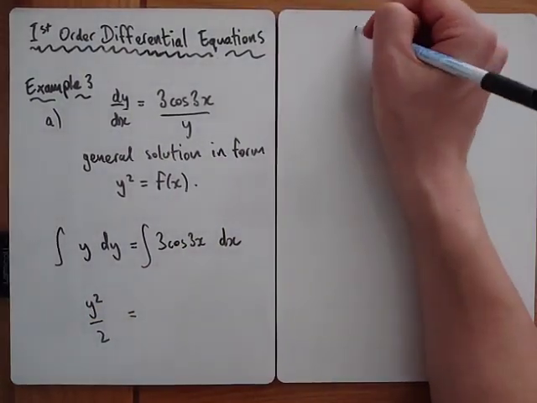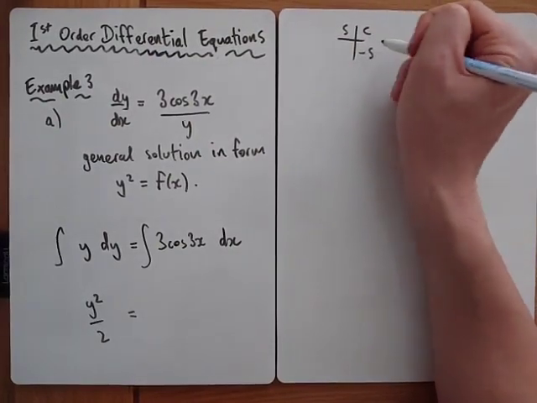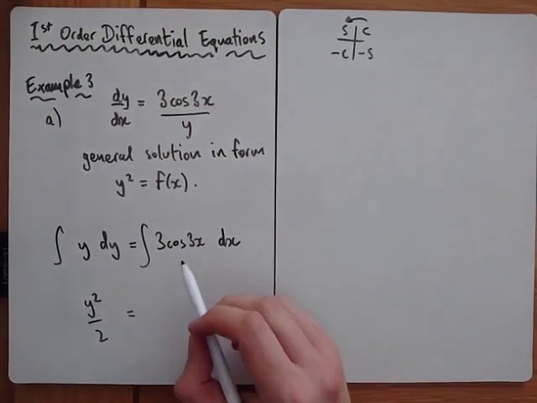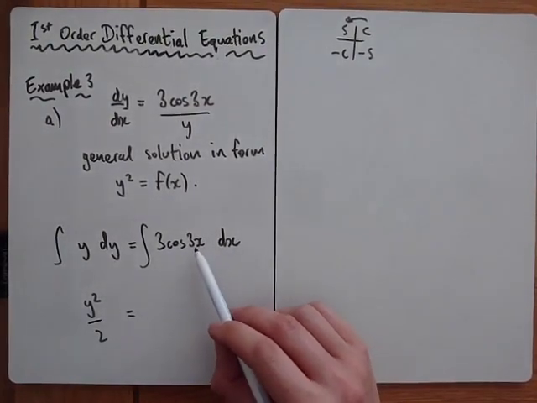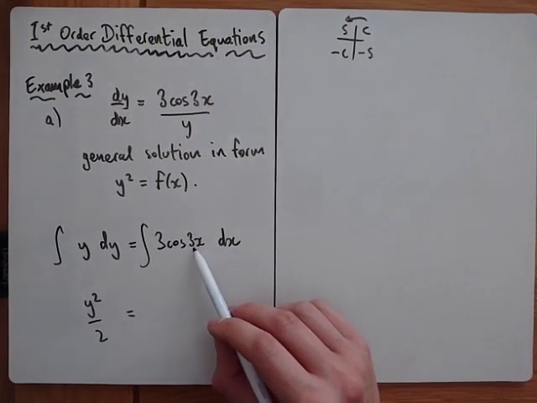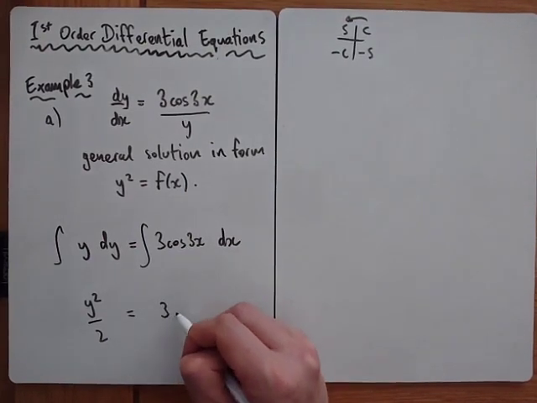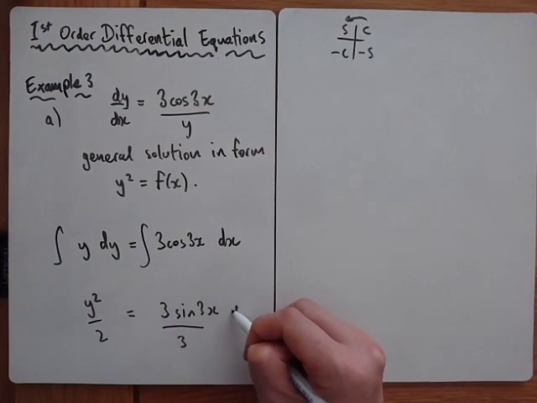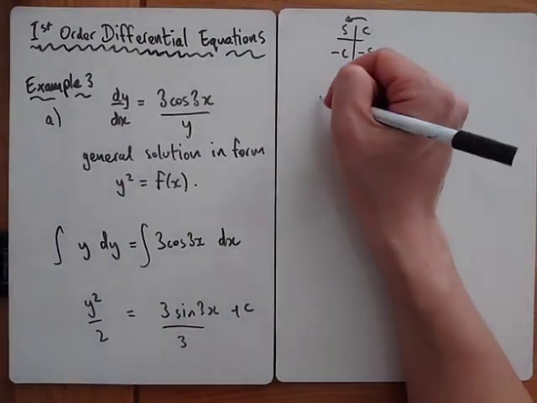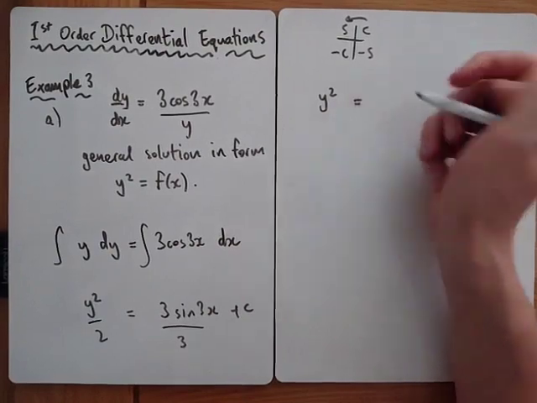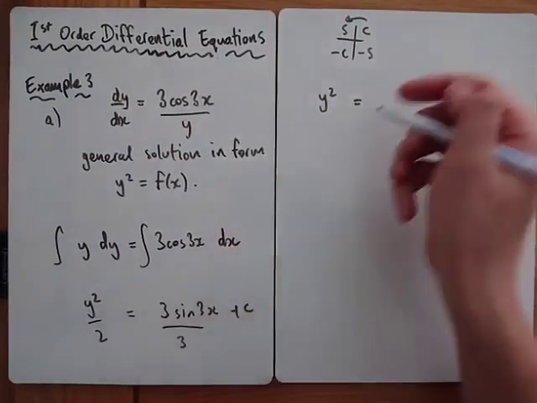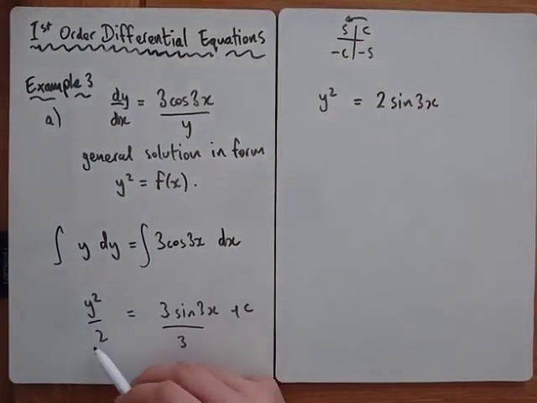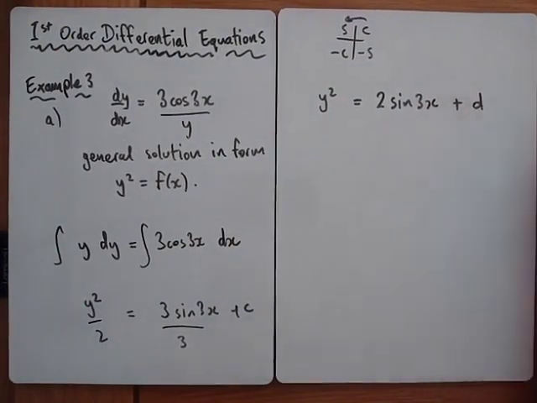Again, be careful when you integrate. Cos integrates to sine, and remember, we are dividing when we integrate because we divide by the coefficients. So it would be 3 sine 3x divided by 3 plus c. So we'd end up with y squared. They would cancel, and then multiply up by the 2, so you'd have 2 sine 3x. A constant times by 2, you can just write a different constant if you want.